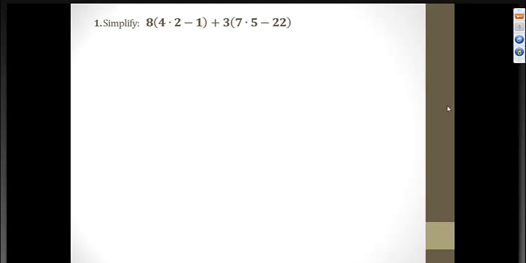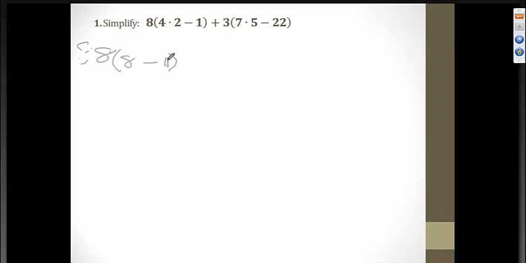All right. First problem, order of operations. Order of operations said we have to do the grouping symbols first. So I'm going to go inside the parentheses. And inside the parentheses, I had to do the multiplication first. So 4 times 2 is 8.